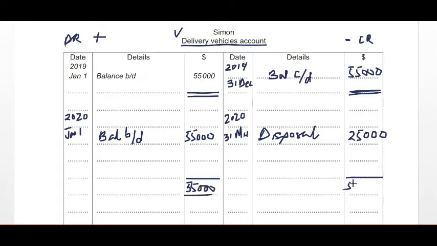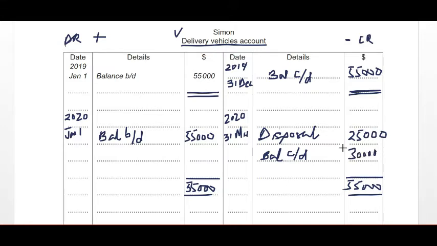So we write 55,000, and deducting 25,000 from 55,000, the difference is 30,000. So this is your balance CD, and this amount is 30,000.